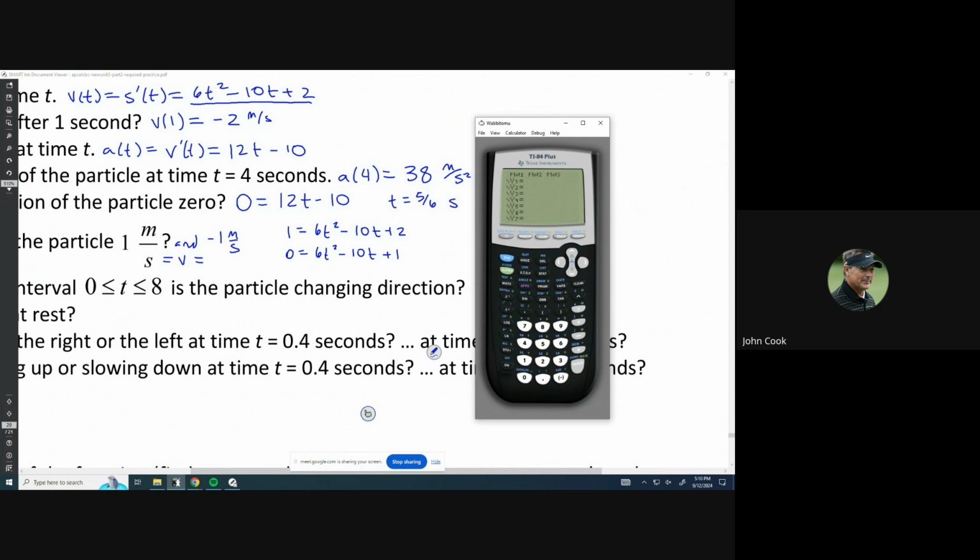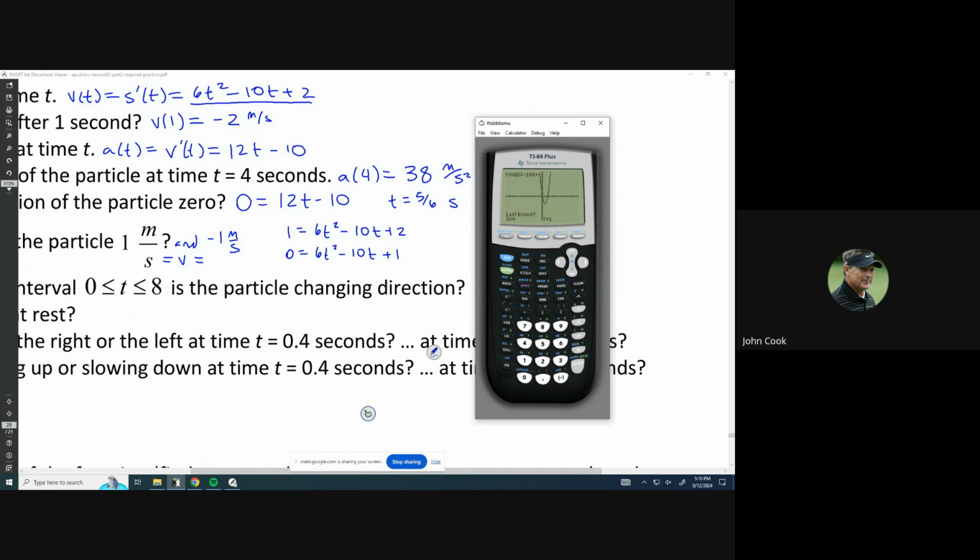So just type in the equation, 6 times x squared minus 10x, then plus 1. And then just use your calculator. There's a couple different ways to do it. I like using the 0 function. So I go to second and then trace, and that brings up this calculate menu, and I pick the second option, 0. When it graphs out my equation, I just look for the zeros where that happens.